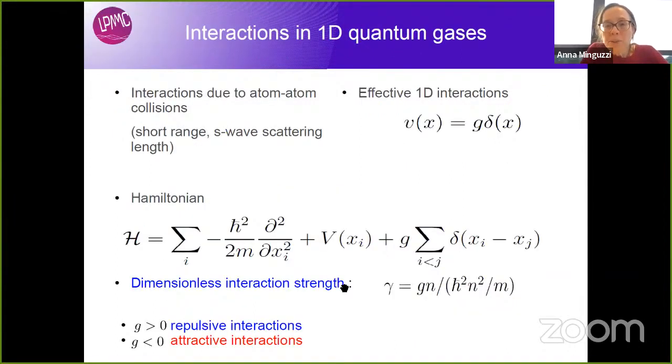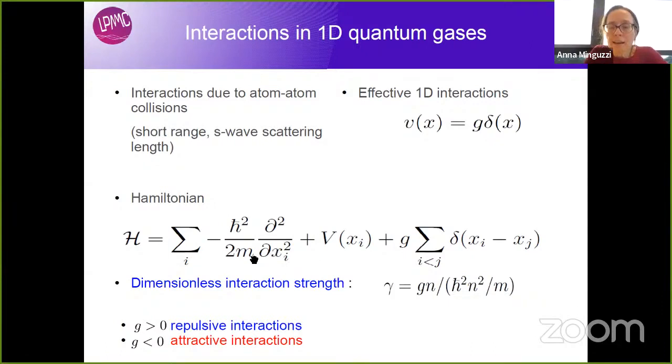For what concerns the model for these systems, to take into account the effect of the interaction, you have to take into account the effect of the transverse walls to define an effective one-dimensional interaction strength. This was first derived by Maxime Olchani in 1998. And the effect of this study is to be able to describe the one-dimensional interaction as a contact delta interaction with an effective one-dimensional coupling constant that I will call G. The corresponding Hamiltonian, very generally, is the one written on the board.